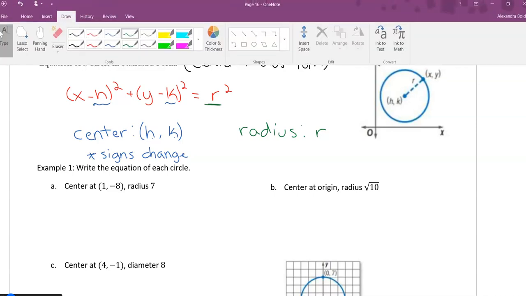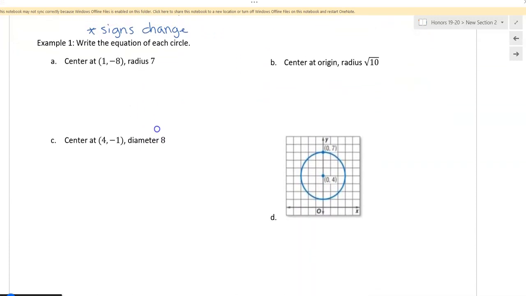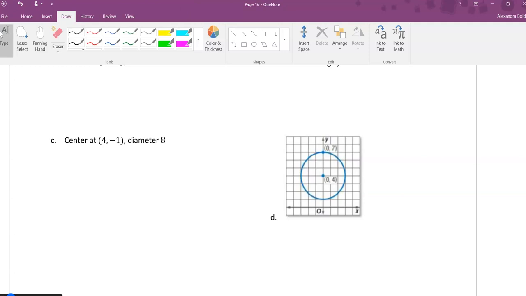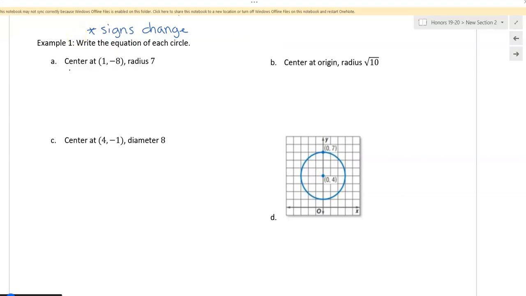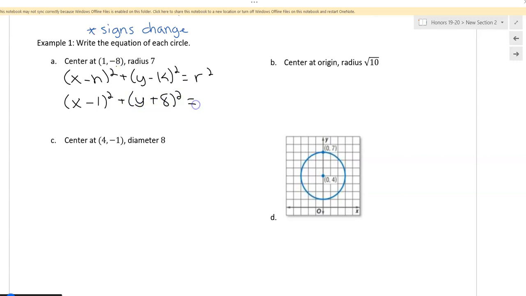So I can write the equation of these circles. The center is at (1, -8), and the radius is 7. So we have our formula (x minus h) squared plus (y minus k) squared equals r squared. So I just changed the signs already. X, it's positive 1, so (x minus 1) squared. Y, it was -8, so it's (y plus 8) squared. And then 7 squared is just 49.